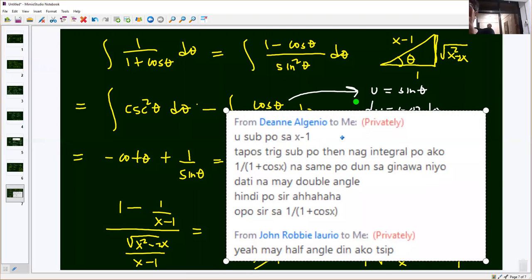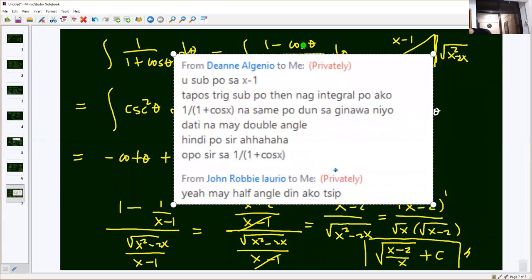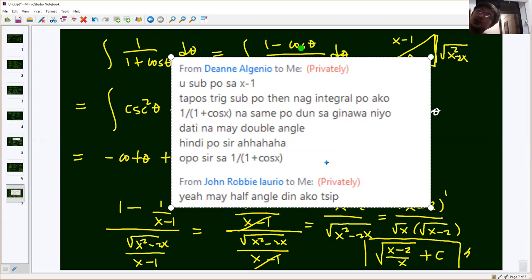And then Robbie seconded that. As you can see, private chat yan, kasi sinabi ko kanina kung nag-half angle si Dian. Sabi ni Robbie, may half angle din daw siya. So, hindi siya nagpatalo. So, try nyo, guys, yung half angle approach. That's basically a better way. I must admit, mas mabilis yun kaysa sa ginawa ko.